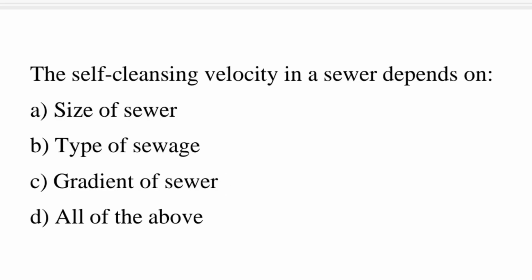Next question, the self-cleaning velocity in the sewer depends upon option A size of the sewer, option B type of the sewage, option C gradient of the sewer, option D all the above. So the velocity is affected by multiple parameters including slope, size and sewage characteristics. So all the above is the correct answer.